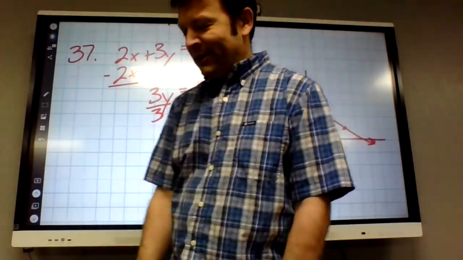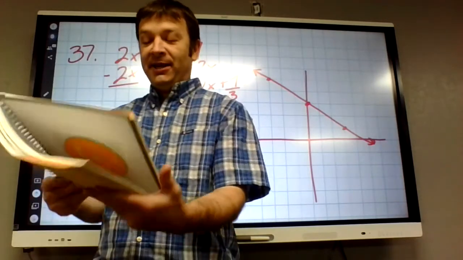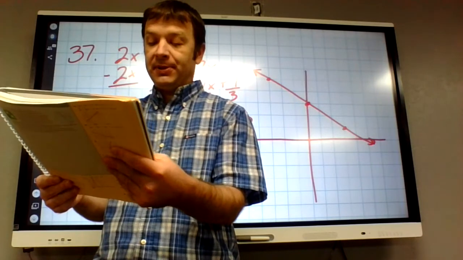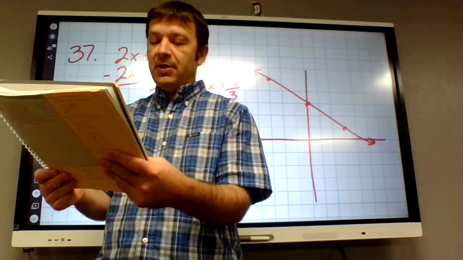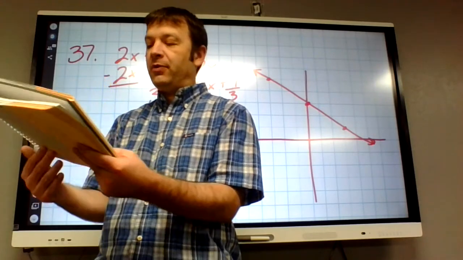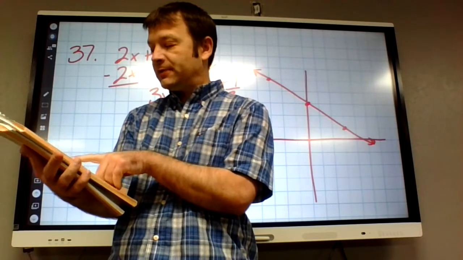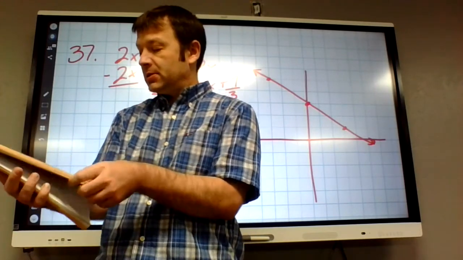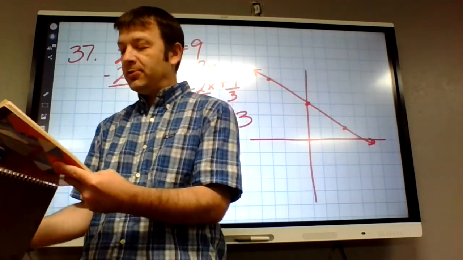All right, this last part is probably the most challenging for you guys to remember anyway. Well, 38 is kind of like 34 and 35, so it's just fine. It's not graphing, it's just find the intercepts and the slope. But 39, it says write the equation of a line.